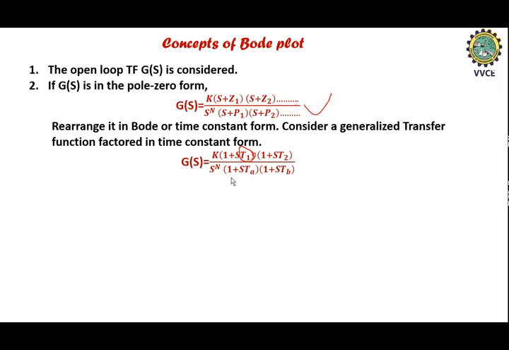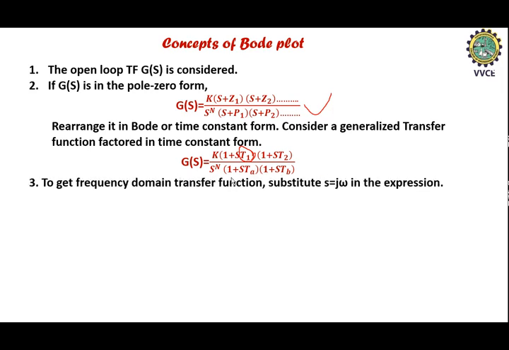This is the generalized transfer function factors in time constant form. To get the frequency domain transfer function, we need to substitute s equal to j omega in this expression, because we are plotting the frequency response. Bode plot is a frequency response. So in place of s, substitute j omega. G of j omega will give us this expression.